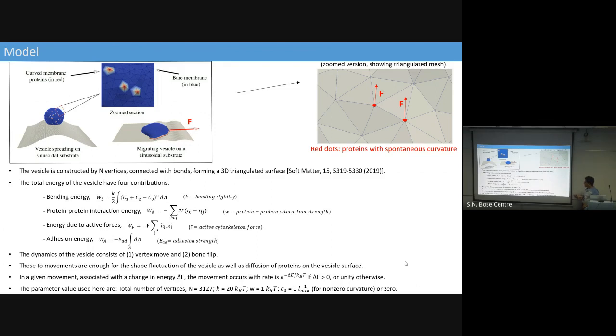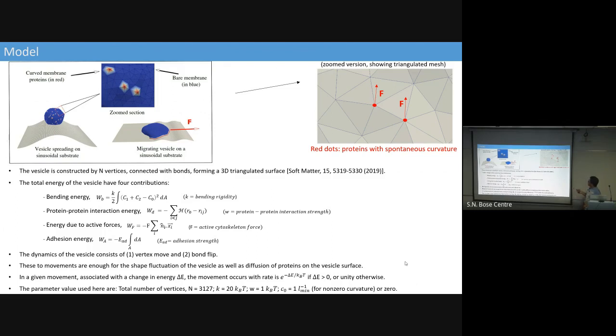Now we did a Monte Carlo simulation. In Monte Carlo simulation, we do some kind of move dynamics, and in that dynamics, we calculate the energy change, and that decides whether this dynamics will happen or not. There are two kinds of dynamics here. One is the vertex movement, and the second one is the bond flip.